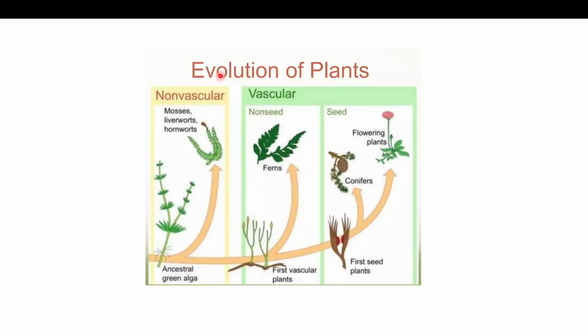Now, if we talk about evolution of plants, it first started as non-vascular plants, like mosses, hornworts, liverworts, which are descended from ancestral green algae. Then eventually the vascular system in plants developed with non-seeded plants like ferns, and then there were seeded plants, and then flowering plants, gymnosperms and angiosperms. Angiosperms are the flowering plants.